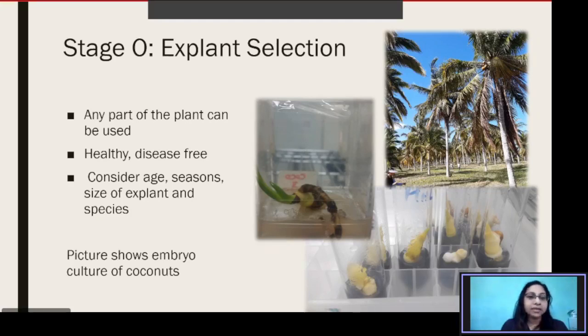A number of factors should also be considered in selecting your explant for plant tissue culture. Age is one of those. So younger explants tend to respond better in culture than older ones. Season, the weather conditions as well, has a big role to play.